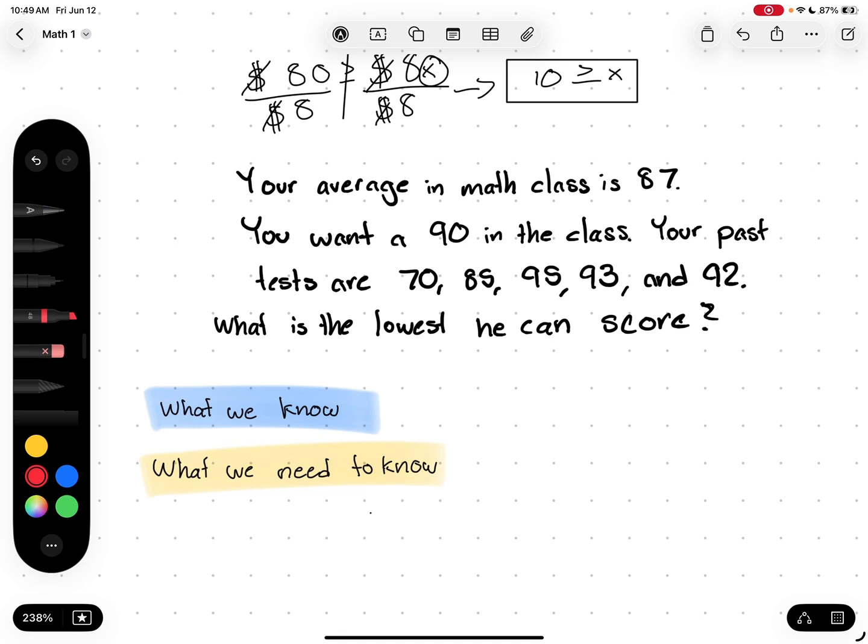All right, let's go ahead and read our second one. Your average in a math class is 87. You want a 90 as your final grade in the class. Your past test scores are 70, 85, 95, 93, and 92. What is the lowest that he can score to get a 90 in the class? So we're looking for the lowest he can score, and we know these are his grades, and this is what he wants. We don't need to highlight this because these two are equal, but this is more important than that.